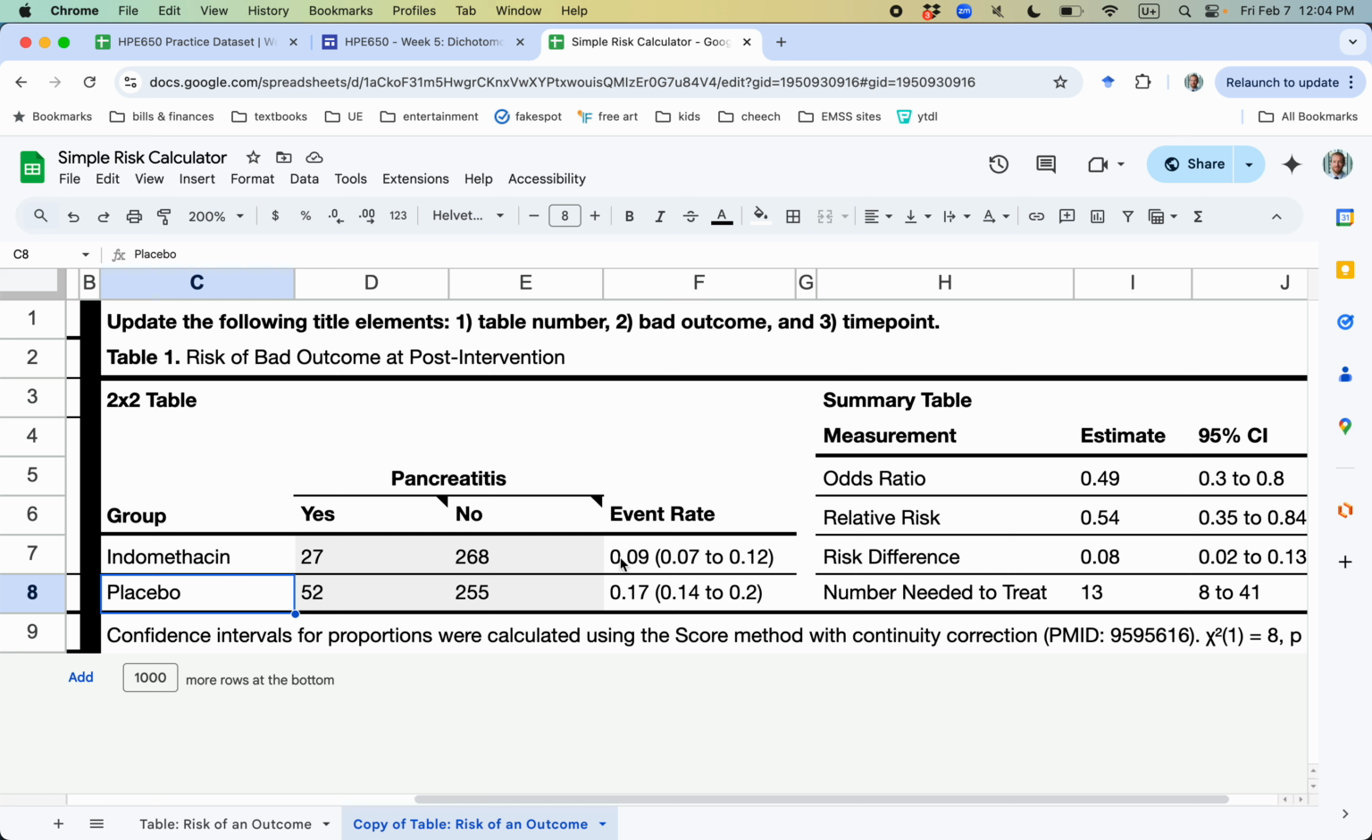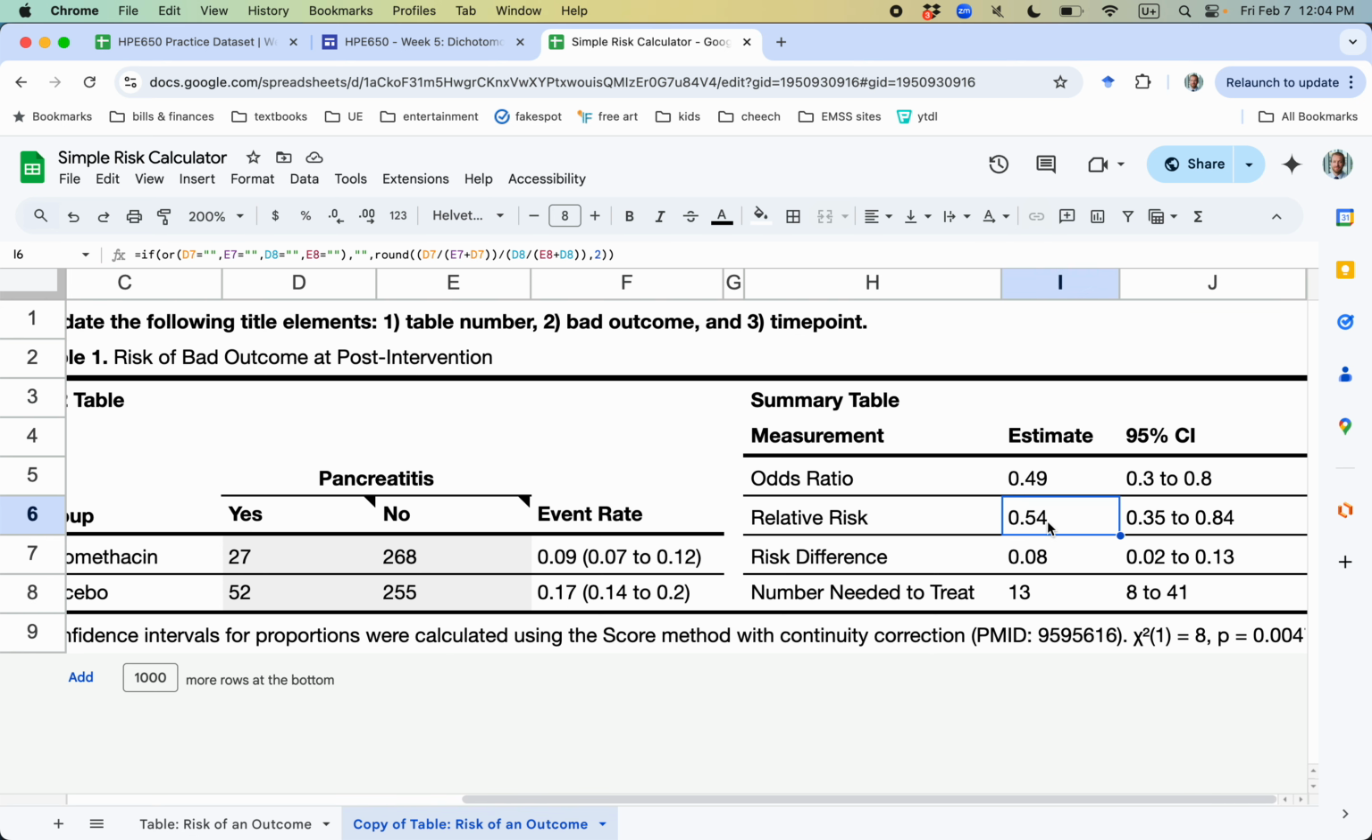And how do we get that? We divided 0.09 by 0.17, or we divided 9% by 17%, and that gives you your 54%. So they were half as likely to develop pancreatitis when they took indomethacin. This is a good thing. The risk difference is given right here, and look at that. We get the same confidence interval. We didn't have to do a billion other clicks. It's right there for you.